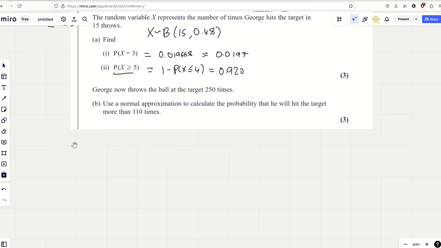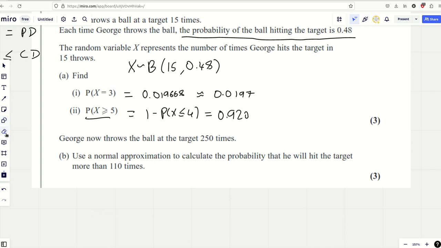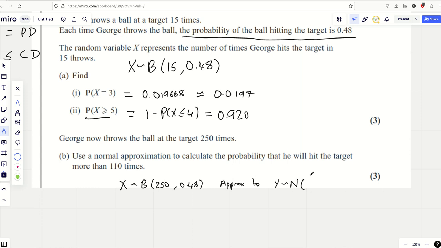Okay, last bit. George now throws the ball at the target 250 times. So this is a normal approximation question. Now I like to remind students, in normal approximations, I tend to notate it like this. I tend to say, okay, X is binomial with n is 250 this time and p is 0.48, but we're going to approximate that to Y, which is normally distributed, and now you put np in here and the variance will be np times 1 minus p. I believe that is given in the formula book as well on one of the pages, so look it up if you don't remember it.